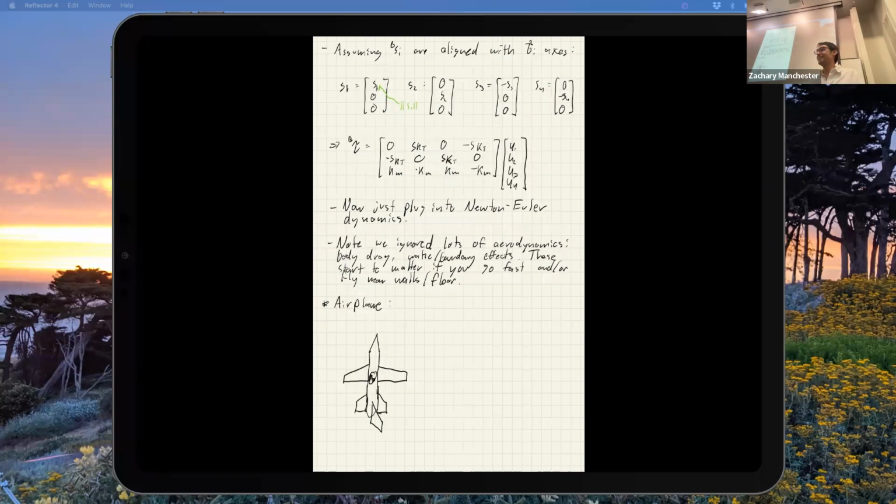Does anyone know where it should be? Any aero guys in here? Where's the center of lift? That's the question, right? Does anyone know? It's at the quarter chord of the wing. So it's a quarter of the way back from the front end of the wing, usually, modulo lots of approximations, right? So this is kind of wrong. It should be up a little bit more. And then we got, let's say, our propeller up here.